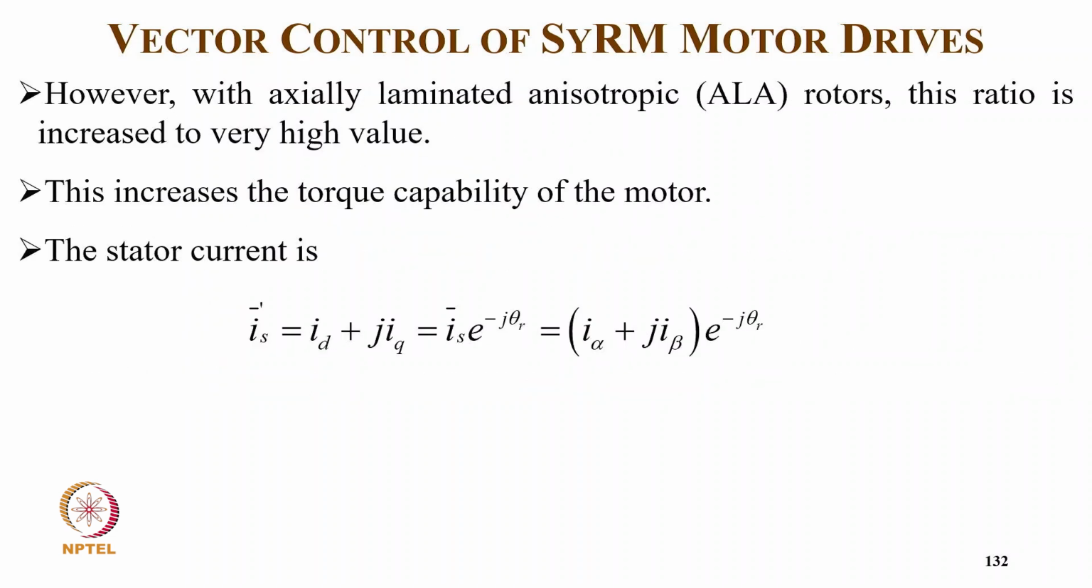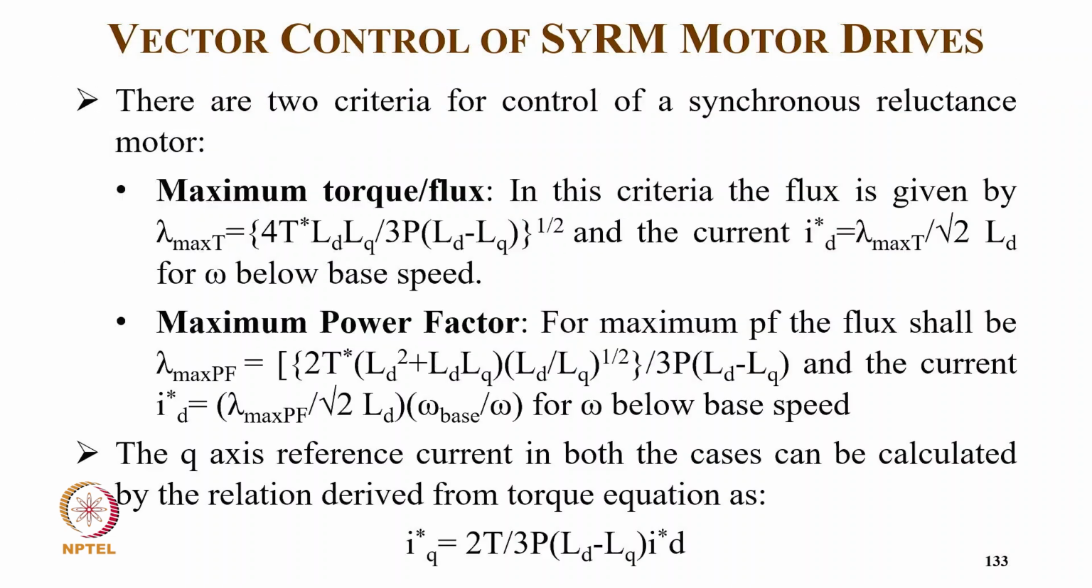However, with the axially laminated anisotropic rotor, this ratio is increased to a very high value, and this increases the torque capability of the motor. So stator current is given as IS equal to ID plus J IQ equal to IS into e to power J theta R, and equal to I alpha plus I beta into e to power minus J theta R.